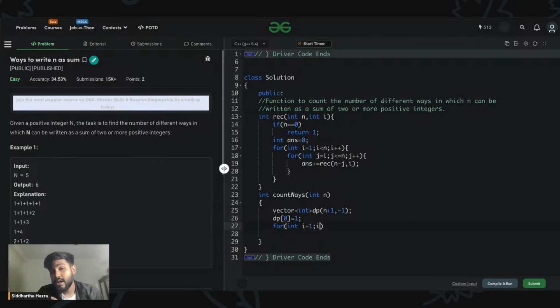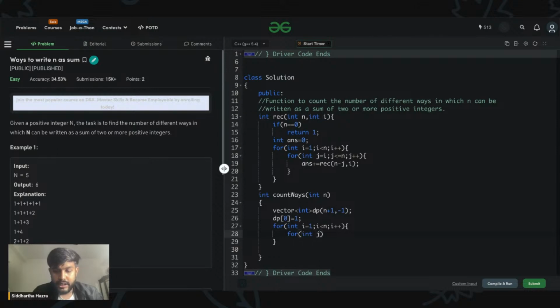0 is a non-negative number. 1 is a positive number. So we need to start from 1, and that value should be less than n, because we need to have a sum of two or more positive numbers. Sum of two or more positive numbers means I have to use at least two values. If I have a value x and I only use x, that is only using one value, but we need to use two values. That is why i is less than n, and then i plus plus. Then we say for int j equals i, j less than or equal to n, and j plus plus.